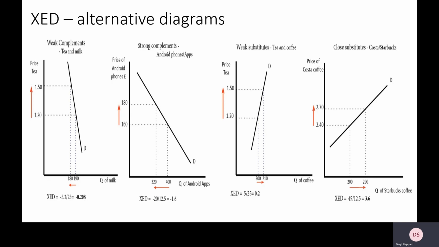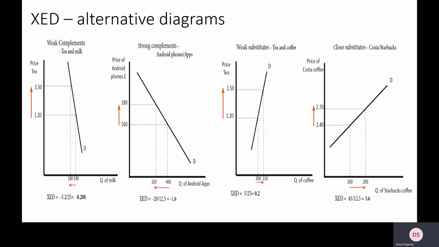Now, when we look at the next diagram, Costa and Starbucks, they both sell coffee. So coffee drinkers will ultimately probably view Costa and Starbucks as strong rival products. Obviously, some people will have a preference towards a brand like Costa or Starbucks, but for a lot of people, these two products are highly substitutable. What I've done here is increase the price of coffee from £2.40 to £2.70 at Costa. So Costa have increased their prices by 30p. That works out to be a 12.5% increase in price.